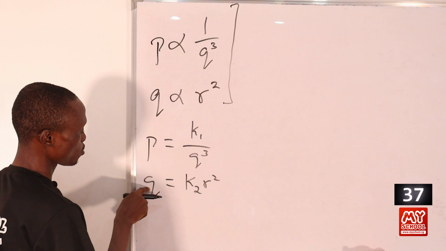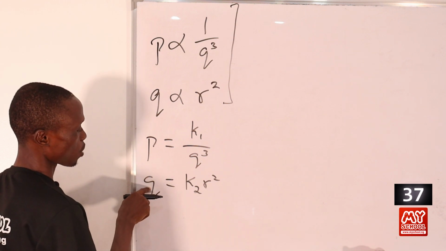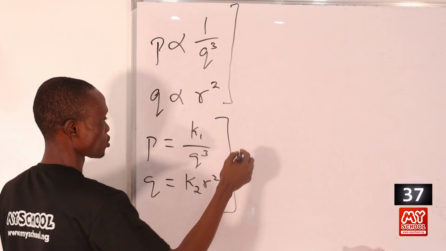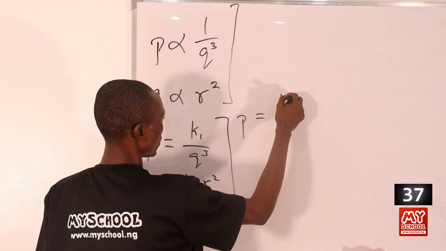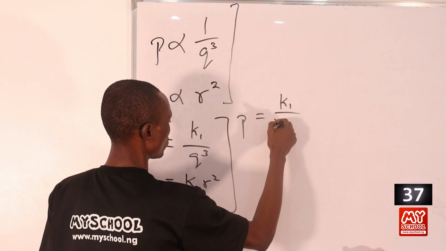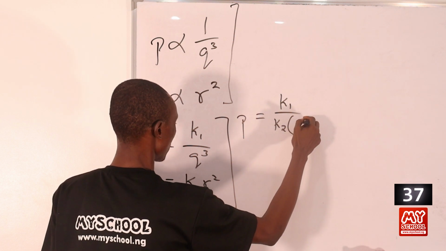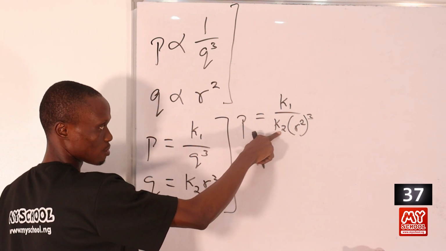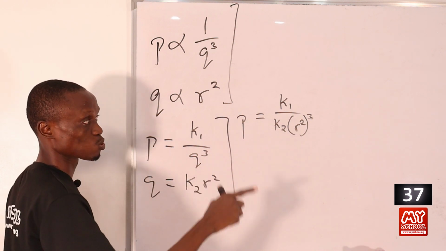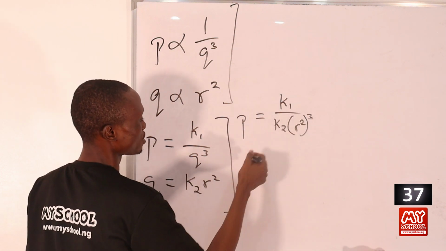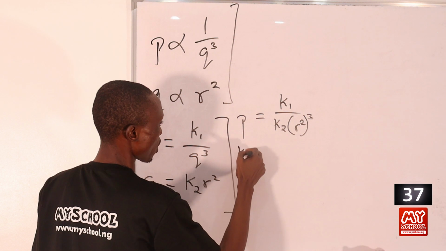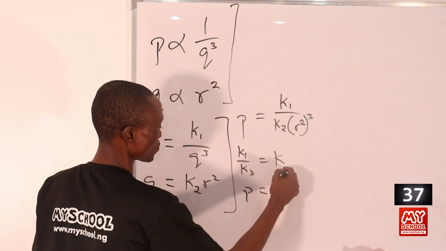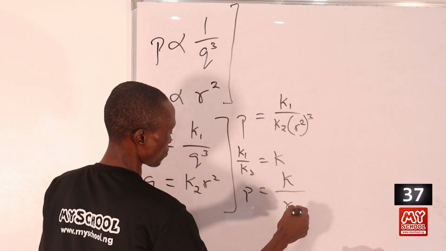Since our Q is equals to K2 R squared, we just substitute it into the first equation. So we'll be having P equals to K1 all over K2, then in bracket R squared raised to power 3. The reason why the 3 didn't affect the K2 is because K2 is a constant. So we can say let K1 all over K2 be equals to K, and rewrite this so that P is equals to K all over R raised to power 6.